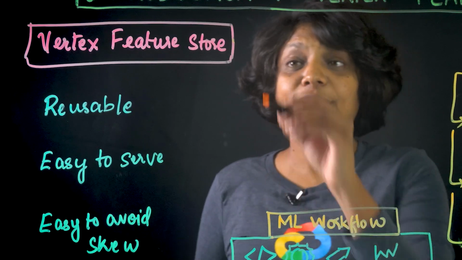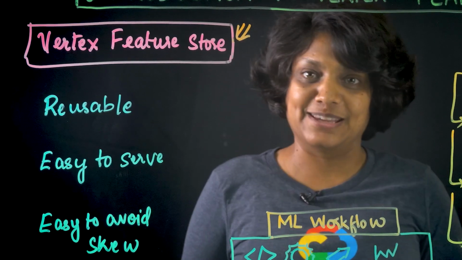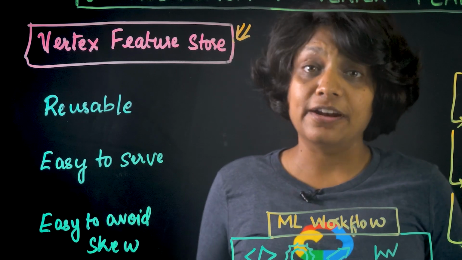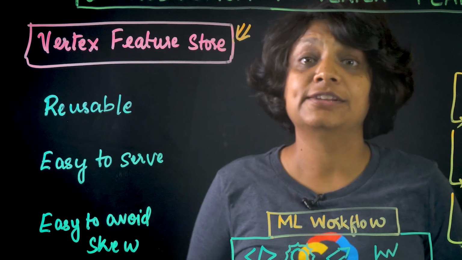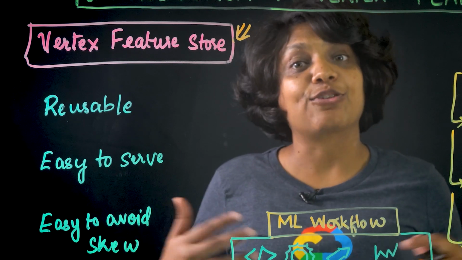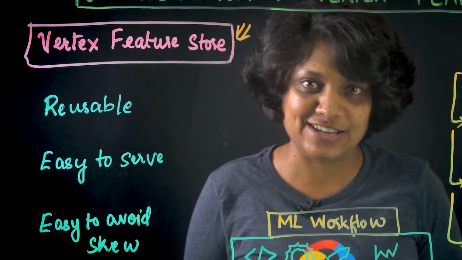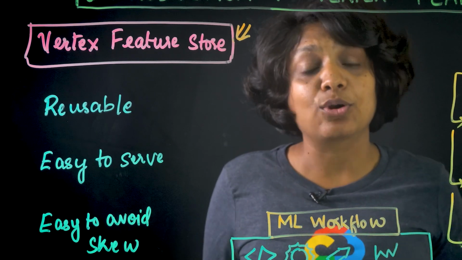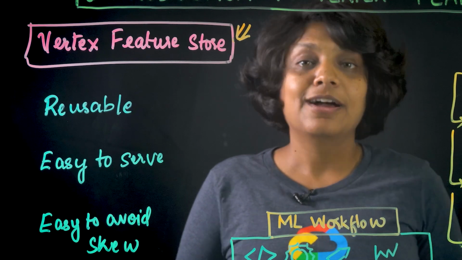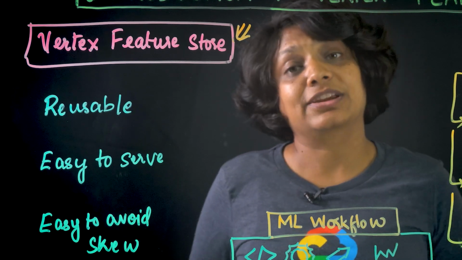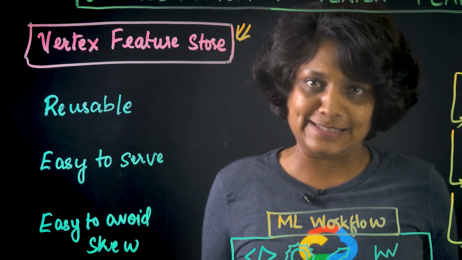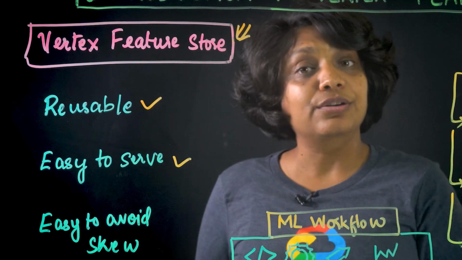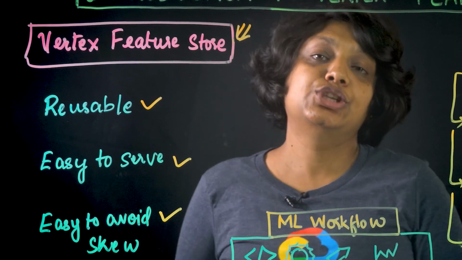That is exactly where Vertex Feature Store comes in. It's a fully managed and unified solution to share, discover, and serve machine learning features at scale across different teams within your organization. And it also helps reduce the time to build and deploy your AI ML applications by making it easy to manage and organize your ML features in one place. It makes the features reusable, easy to serve, and avoids skew.